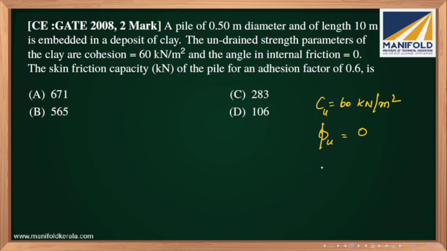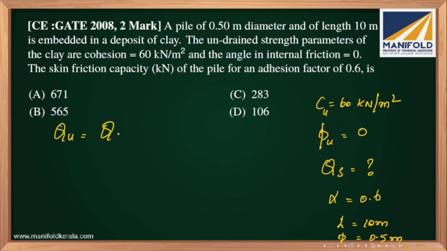The skin frictional capacity, Qs, how much? Whose alpha value was given as 0.6, the length is given as 10 meter and the dia of the pile was given as 0.5 meter. If it is just the skin frictional carrying capacity, Qu is equal to Qs alone. In that case it would be As into Fs. As it is a clay soil, the area As will be the perimeter, pi into dia into length. Fs is equal to alpha into C average.